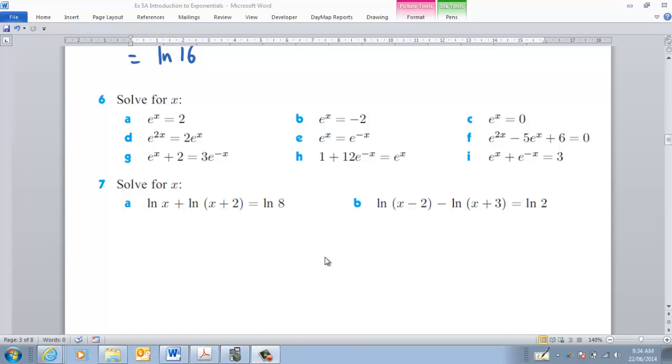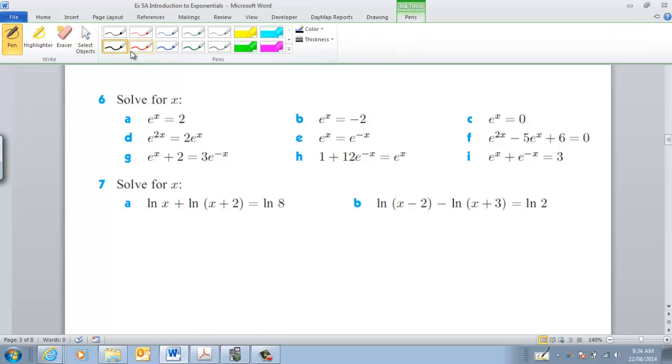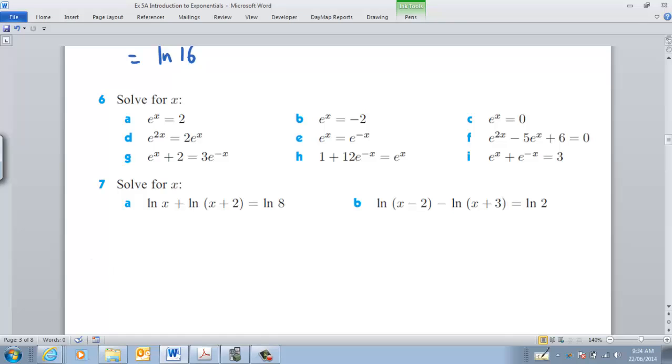Hi guys, we're going to have a look at question 6 from exercise 5b. These ones here you have to actually solve for x, so let's just do a couple of these from there because there's a lot to do. So we'll do number A first of all, so 6a.